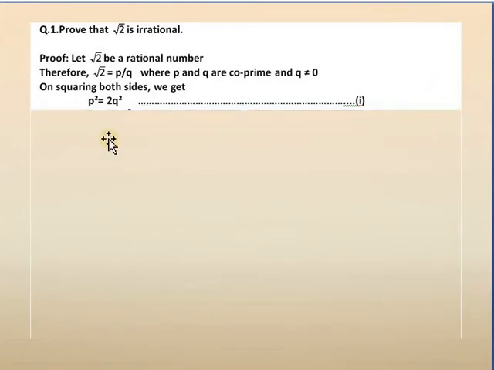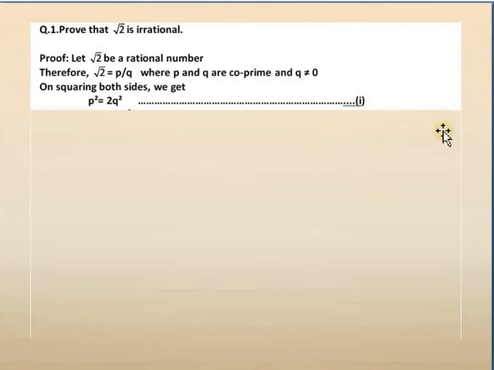Now see here, 2q square is equal to p square. What does it mean? p square is a multiple of 2, or 2 divides p square. We are going to put it in that theorem format. 2 divides p square, or 2 is a factor of p square. If 2 is a factor of p square, then 2 is a factor of p also. If 2 divides p square, 2 divides p also.